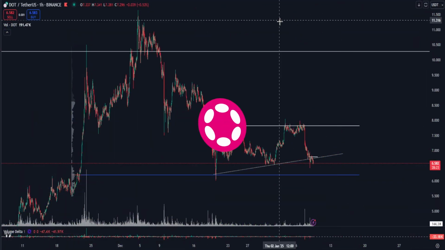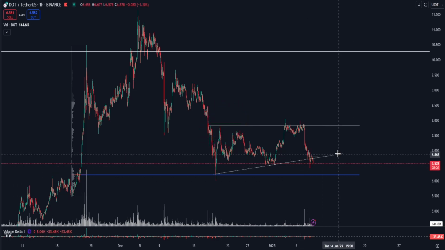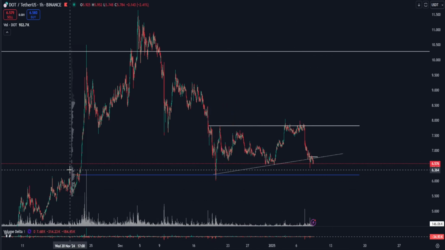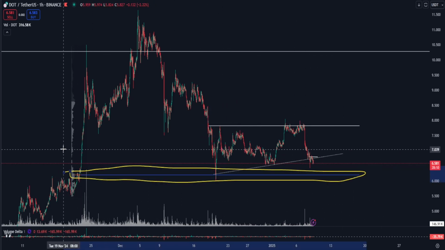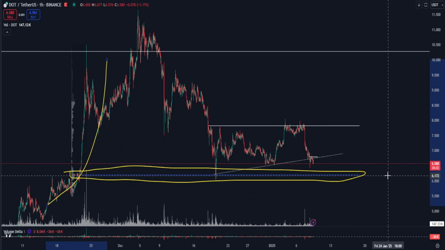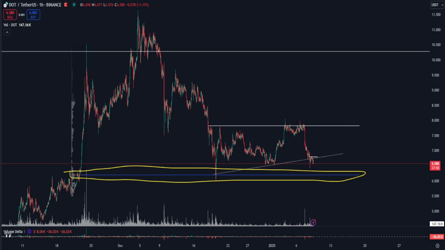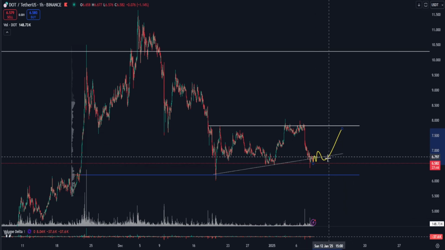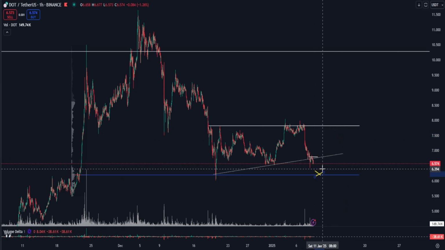Now, let's move on to Polkadot. Polkadot is also providing us with a lot of valuable and critical information. As we mentioned in the last video, there's a blue line here that corresponds to the POC of this entire upward move. This means the $6.19 level is a key area to monitor to determine whether the upward trend continues, or, on the contrary, if this zone is lost.